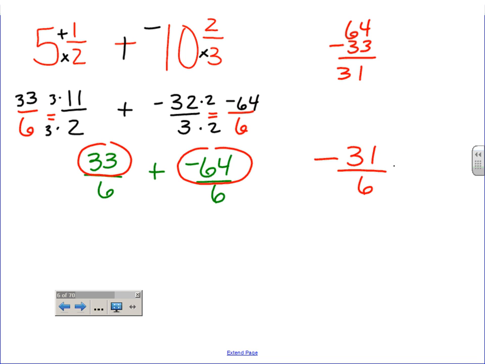I want to change that back to a mixed number. So 6 goes into 31 5 times. It's negative, and then there is 1 left over. So my answer is negative 5 and 1/6.